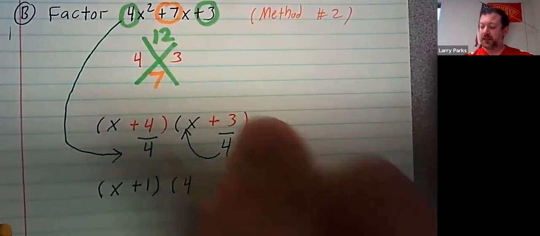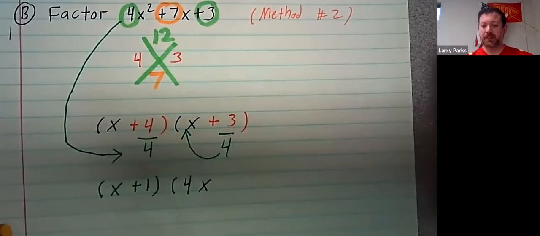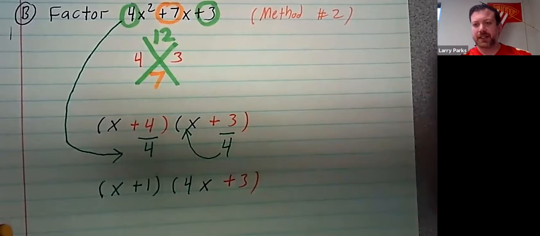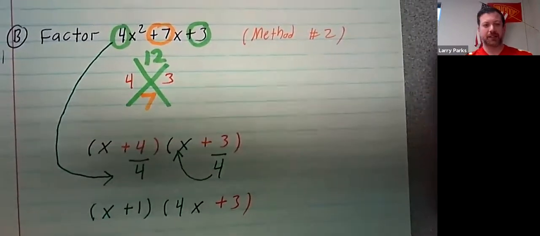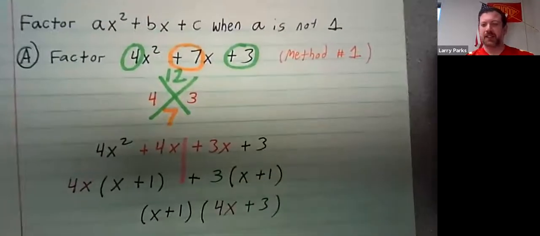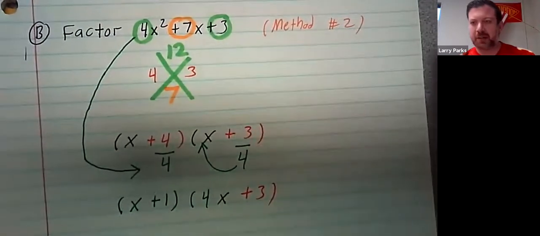And we get 4x plus 3. Notice it is the same thing. Okay, that's what we got a second ago. X plus 1, 4x plus 3. So there's method number 1 and method number 2. I personally think method number 2 is a little simpler.